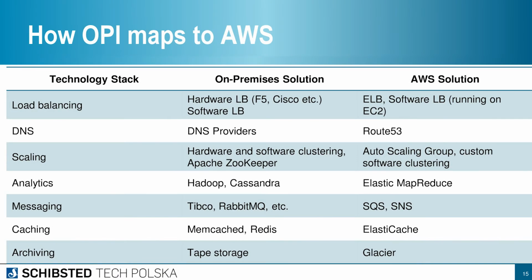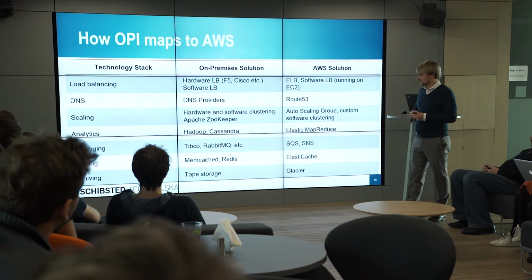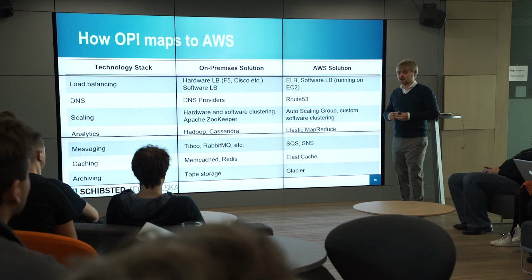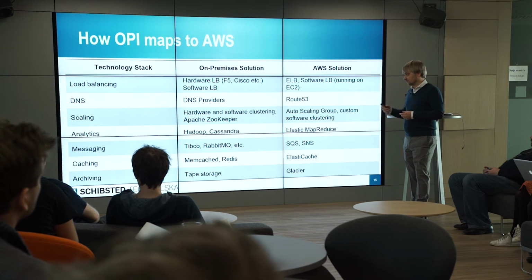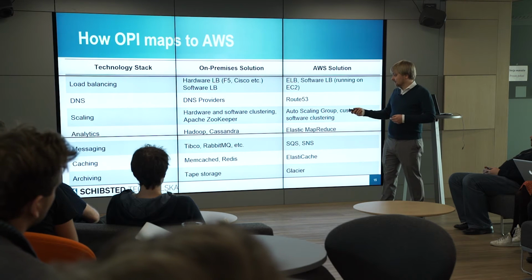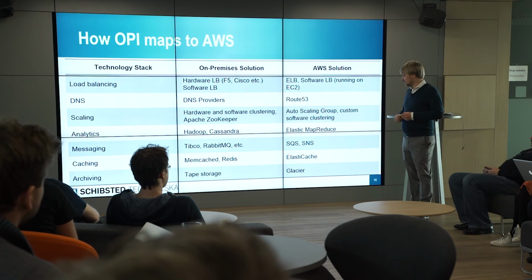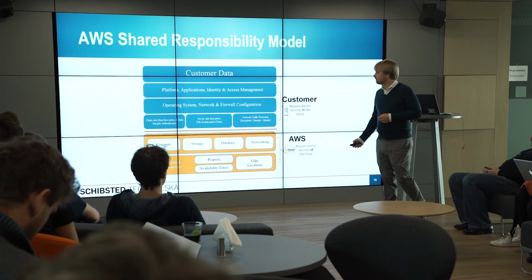Similarly, for analytics, we have Hadoop, Cassandra set up on our own servers. We may use Elastic MapReduce. For messaging, we may set up TIBCO, RabbitMQ. In Amazon, we have SQS, Simple Notification Service. Caching, the same: Memcache, Redis, ElastiCache. But underneath ElastiCache, there is Memcache and Redis running, but you don't have to worry about infrastructure. For archiving, tape storage is the cheapest one, and Glacier is the Amazon alternative.